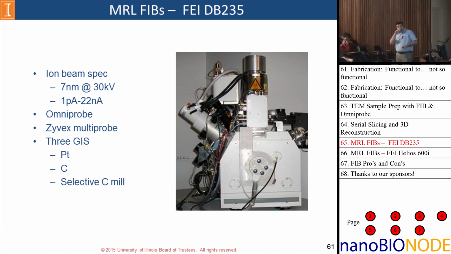So we have two FIBs in the center. The first one is our FEI DB235, which has 7 nanometer resolution at 30 kV, has pretty good beam currents, has an Omniprobe for TEM liftout, has a Zyvex multiprobe station for doing in situ electrical characterization, and has 3 GIS sources. So we have a platinum source, we have a carbon source, and we have a selective carbon mill. So if you want to cut through heavy plastics, or other carbon-containing structures like diamond or graphite, that's what you would use this selective carbon milling for.